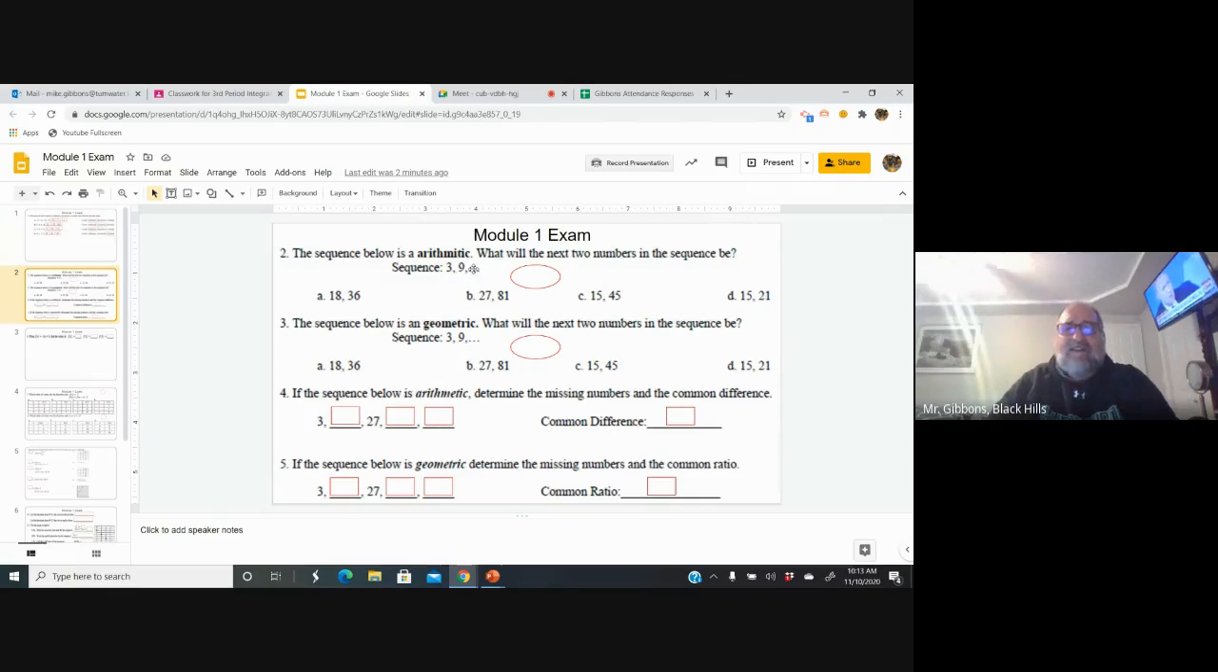9 plus 6 would be 15. And then 15 plus 6 more would be 21. So that tells me the next 2 terms here would have to be a 15 and a 21. So now I just grab my ellipse right here, and I'm looking for A, B, C, or D that has a 15 or a 21. That's close, but that's 15 and 45. And there it is right there, 15, 21. So I'm just going to circle like that, D.